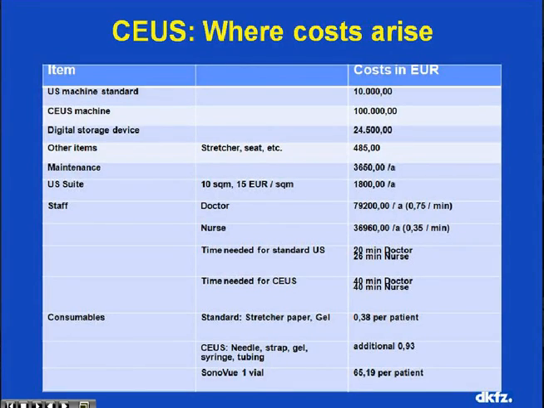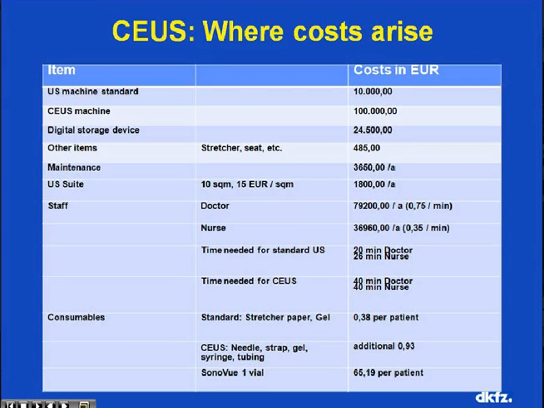Where do the costs arise if we do ultrasound and contrast-enhanced ultrasound? These are data derived from the working group costs in the German Society of Ultrasound and Medicine. And you can see it very much differs. If you buy a machine, a standard machine for ultrasound is 10,000 euros. It could be 100,000 if it should be capable of CEUS.